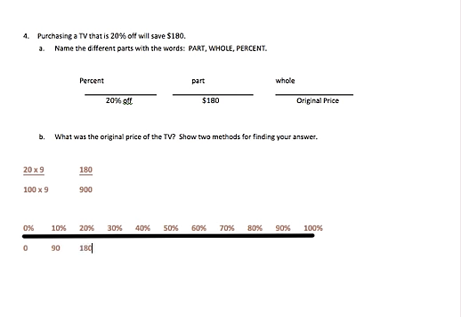And then we will increase by 90s following the pattern. 4 times 90 is 360, 5 times 90 is 450, 6 times 90 is 540, 630, 720, 810, and finally 900 would be the full price of the TV.